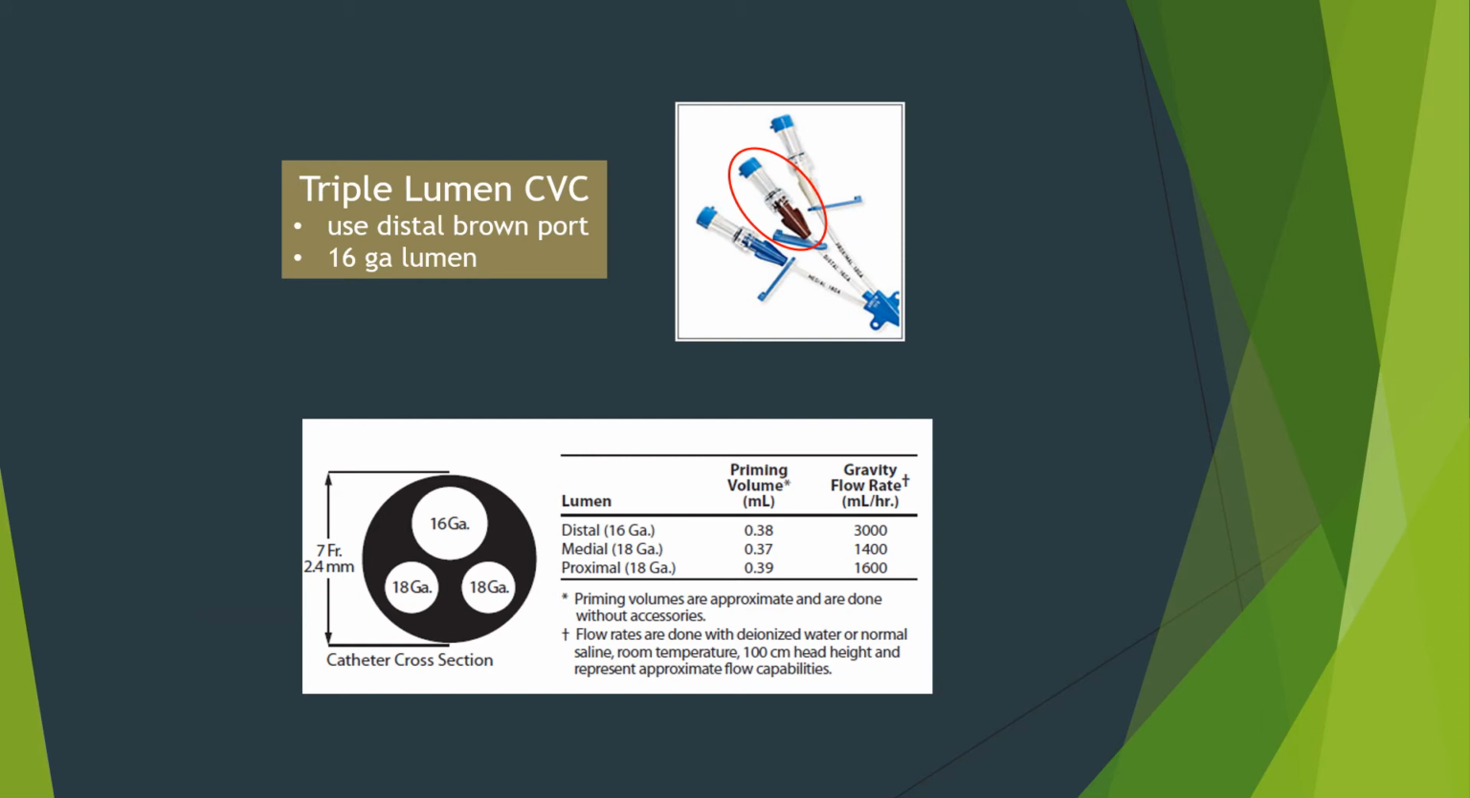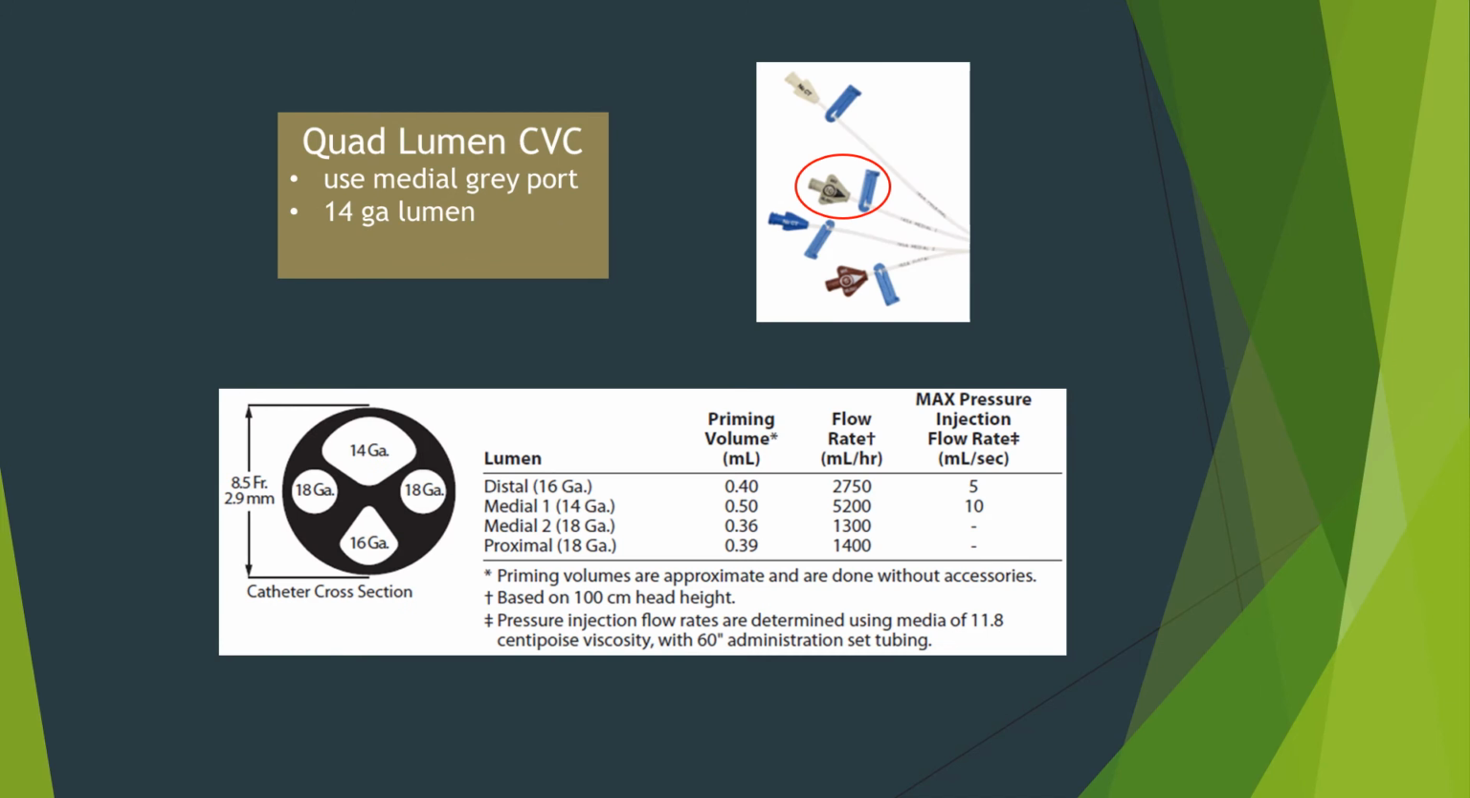For patients with triple lumen central venous catheters, the largest gauge is the distal brown port, which is a 16 gauge lumen. For patients with a quad lumen CVC, you would use the medial gray port, which is a 14 gauge lumen.